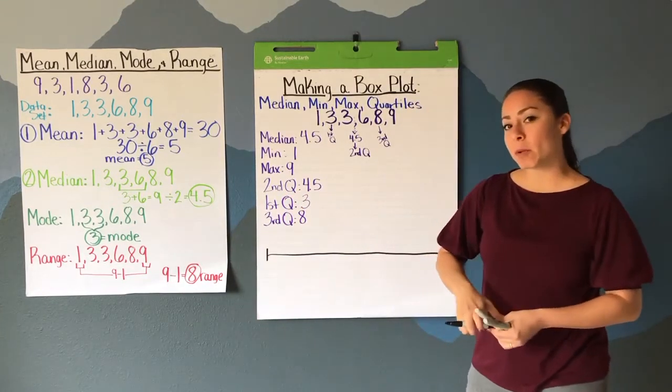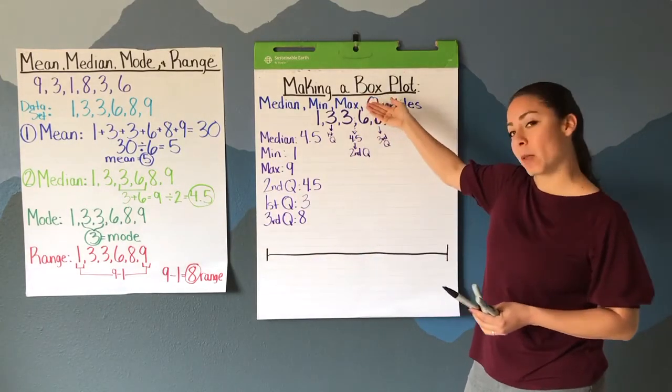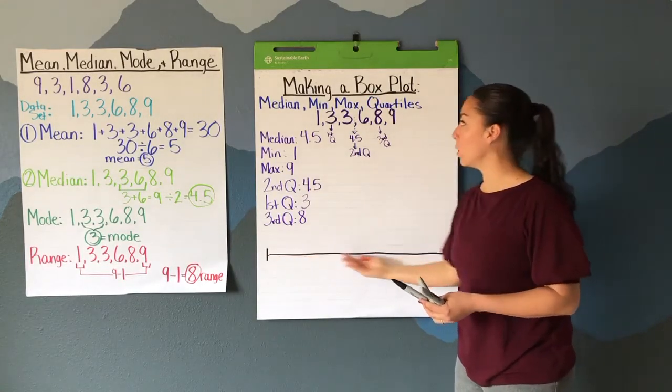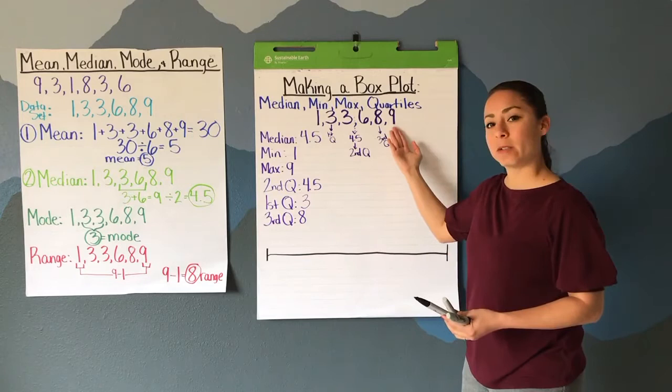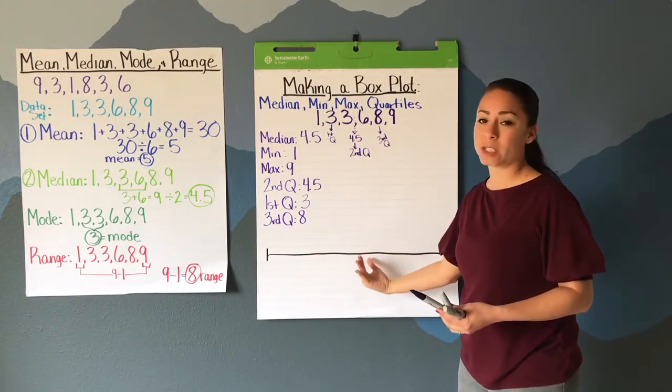When you begin to label the numbers on your number line to make your box plot, you have to remember that the numbers need to be reasonable. I don't need to go from 1 to 50. My max number is 9. I don't need to go to 50. I don't need to go to 25. I don't even need to go to 20.